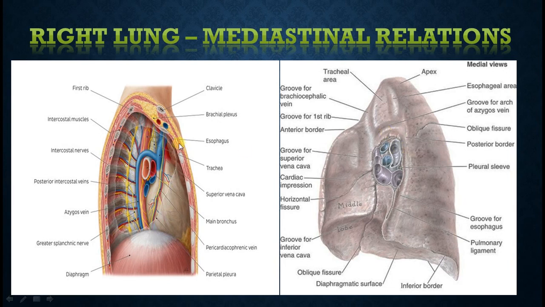Now let us compare how these structures make an impression. We have seen that the right ventricle and part of the right atrium form the cardiac impression. This is the superior vena cava. This is the brachiocephalic vein, and just behind it the brachiocephalic trunk. The arch of Azygos vein you are able to see here, and then the tracheal impression.